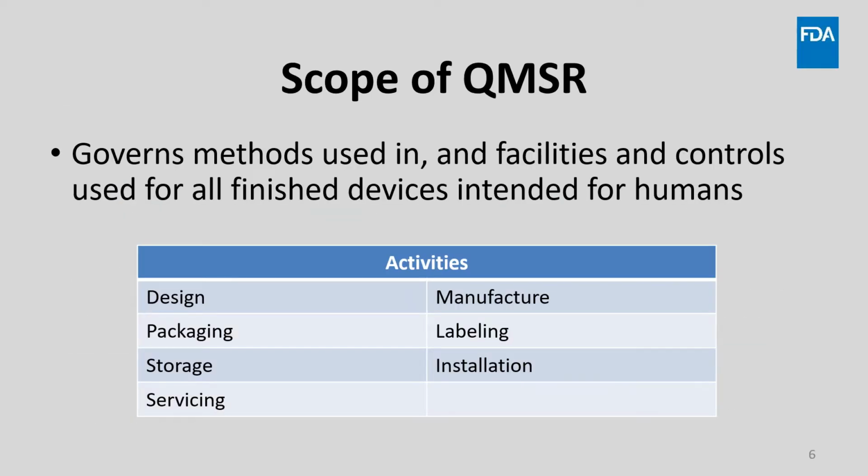The QMSR governs the methods used in and the facilities and controls used for the design, manufacture, packaging, labeling, storage, installation, and servicing of all finished devices intended for humans. So, all activities needed and involved with finished devices intended for human use.